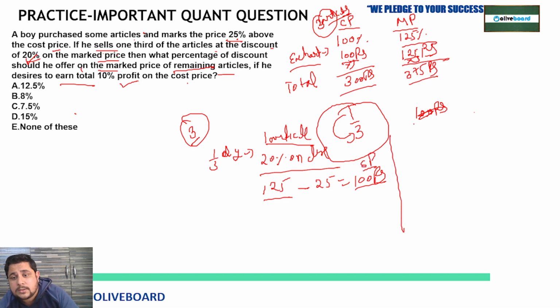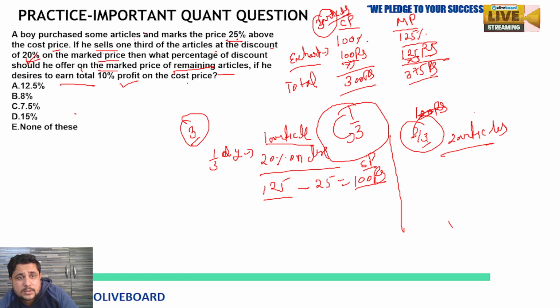Okay. Now the remaining quantity means two third. So how many did we assume? Three articles. So two third means two articles quantity. Now two articles remaining, their cost price will be what? 200, and marked price will be 250. Because each article's marked price is 125, then two articles marked price would be 250. Fine.